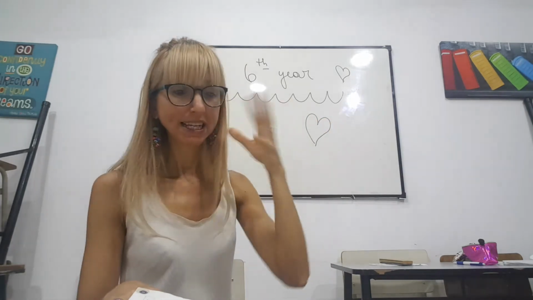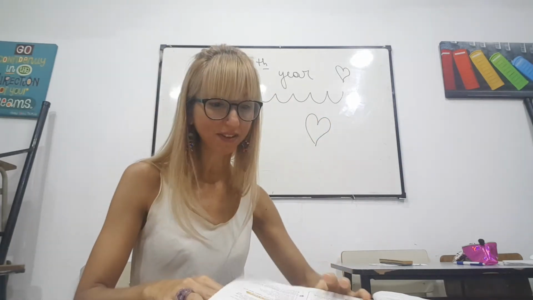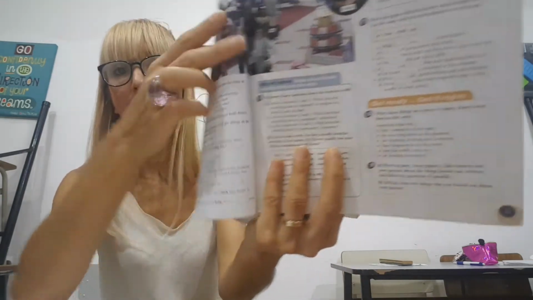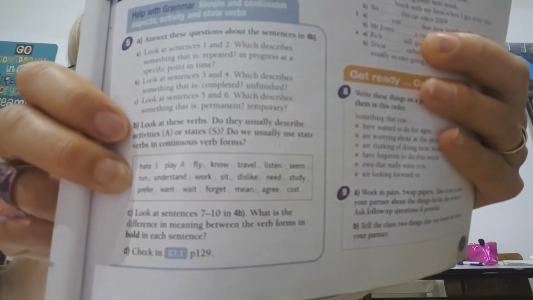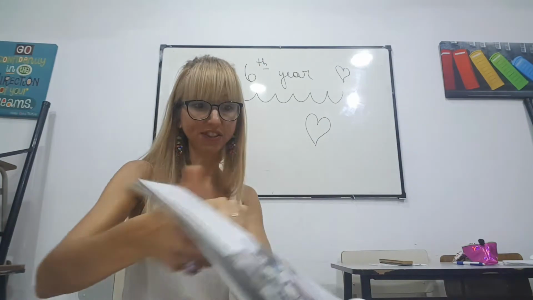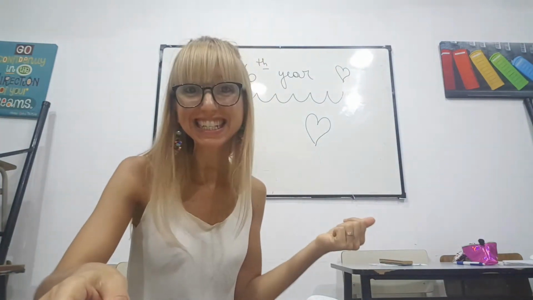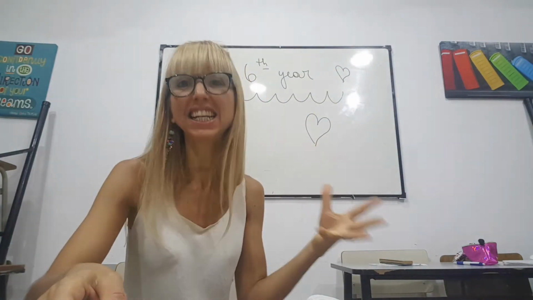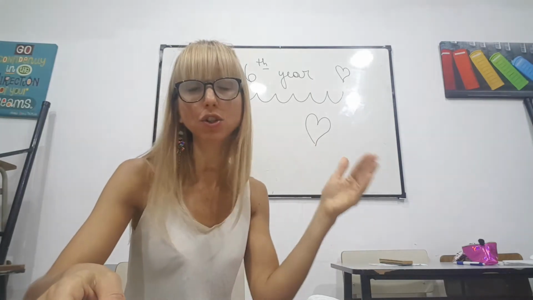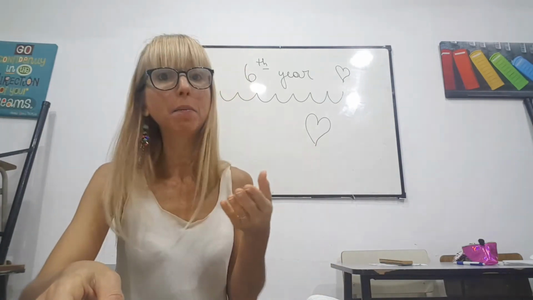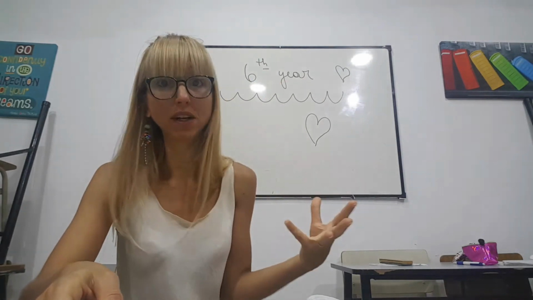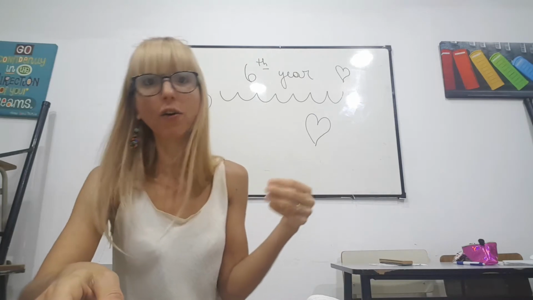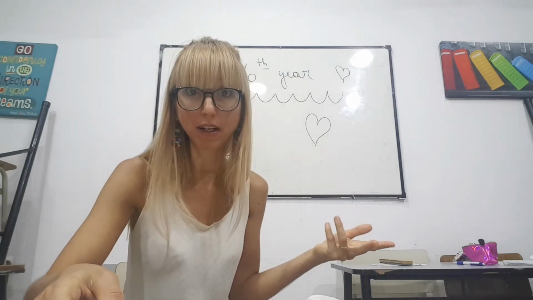Okay? So in the book, in Unit 7, you have an exercise where you have to write a state or action, an S or an A, to identify state verbs and action verbs. And there, for example, you have hate with an S because hate is a state verb. You hate or you don't hate. Whereas play has an A because play is an action verb. You can say I play or I am playing, and they are both possible and correct.